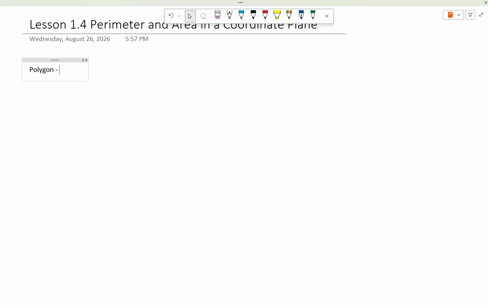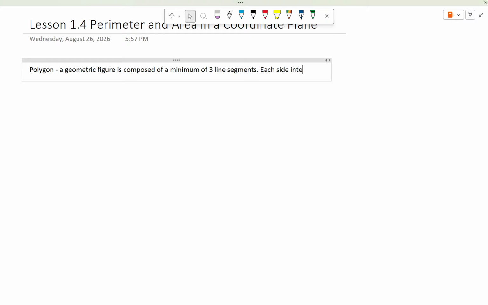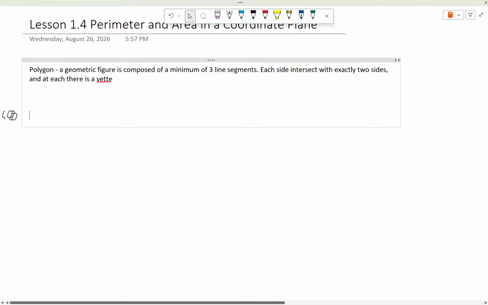So the first thing we're going to talk about is a polygon, which is a geometric figure that is composed of a minimum of 3 line segments. And each side will intersect with exactly 2 sides. And at each intersection, there is a vertex. Again, getting away from this idea of corner, we're going to call these a vertex.